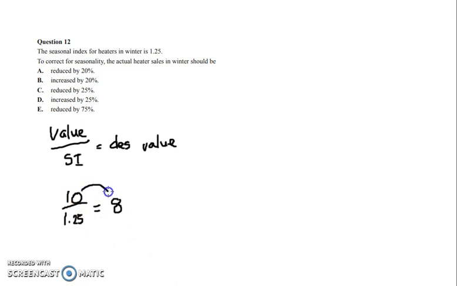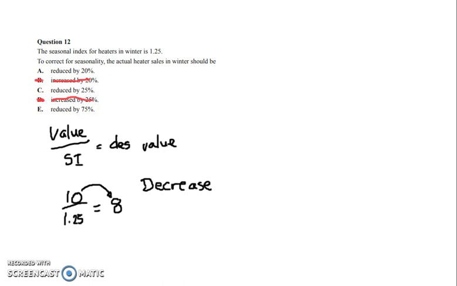So from this number to that number, it's definitely a decrease. So looking at here, what we can do is we can definitely take out B and we can take out D, because those ones are all saying they're increasing. So our value is definitely decreasing.